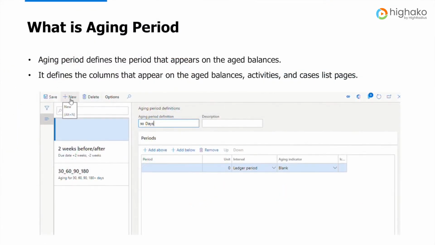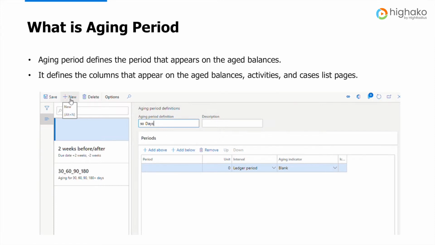The first question is, what is an aging period and how to define it in D365? The aging period defines the intervals between which the aging balances are calculated. Usually, companies calculate on a monthly basis, so the aging period is 1 month or 30 days. However, if you want to generate a quarterly aging report, the aging period is going to be 3 months or 90 days.